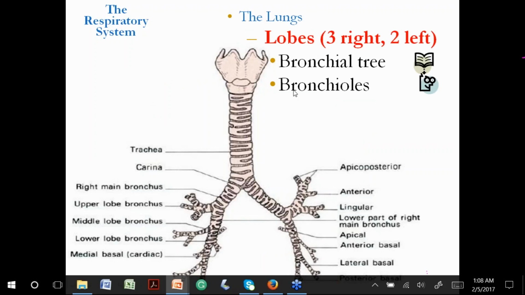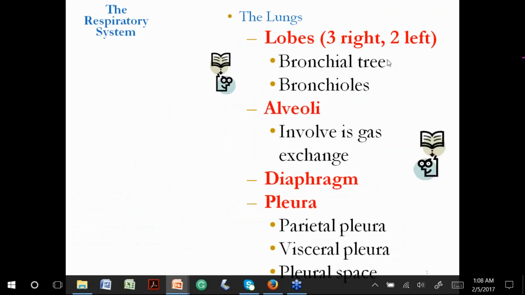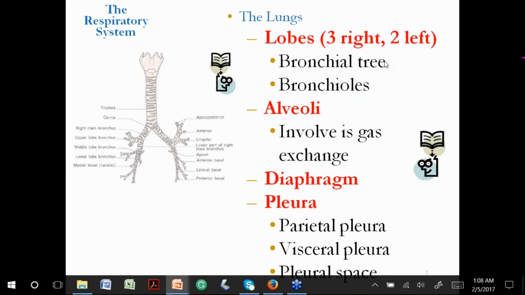Okay, so here, remember the lobes: we have 3 on the right and 2 on the left. We have the lungs, the alveoli, and the diaphragm. Remember, the diaphragm is a muscle that divides the thorax from the abdomen. Pleura is the covering of the lungs. We have pleura on the right lung and pleura on the left lung. Each pleura has a double layer membrane.